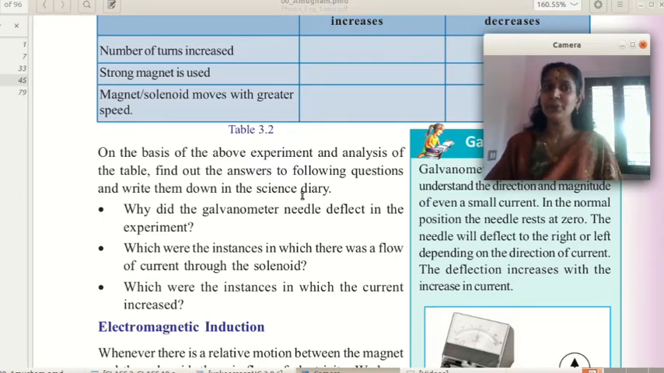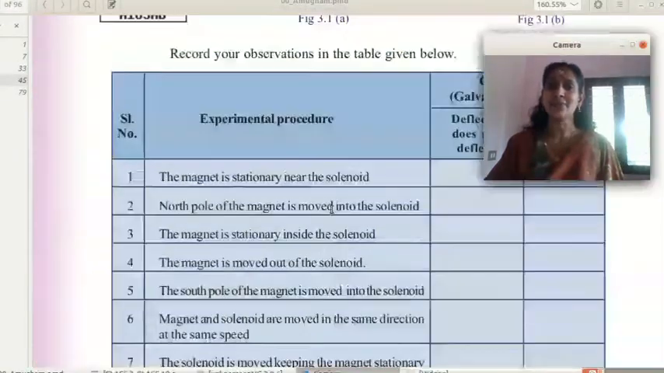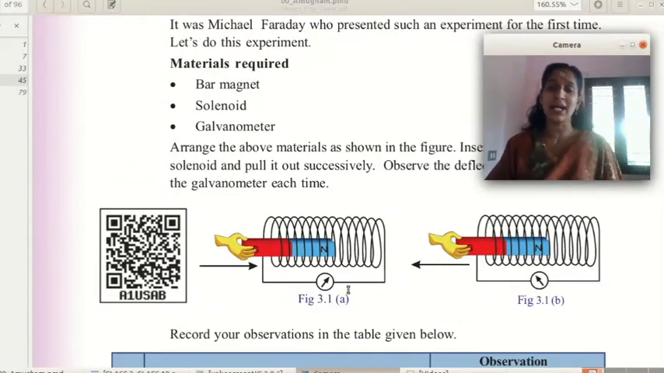I think all of you write this in the science diary. I told you about this. We can discuss it today in this class. Why did the galvanometer deflect in the experiment? What is the reason for the deflection of this galvanometer? All of you know this galvanometer is used for measuring small current. It is used for detecting the presence of small current.